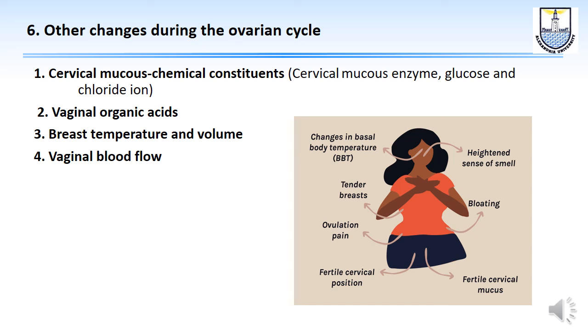Finally, we have other changes during the menstrual cycle or the ovarian cycle. Everything in the body of the woman changes. For example, the cervical mucus chemical constituents. If you look at cervical mucus enzymes, and people have studied this, or glucose, or chloride ion, or vaginal organic acids, or the breast temperature and volume, or the vaginal blood flow, all these things change during the ovarian cycle.